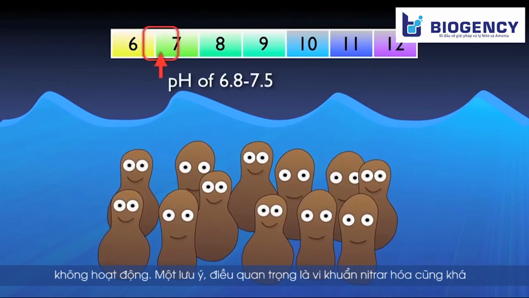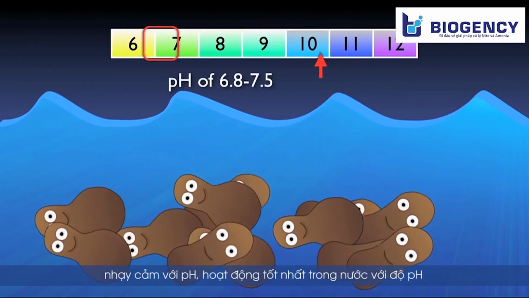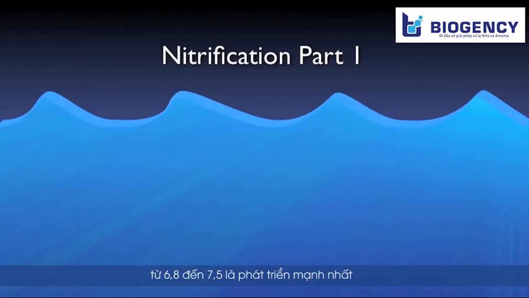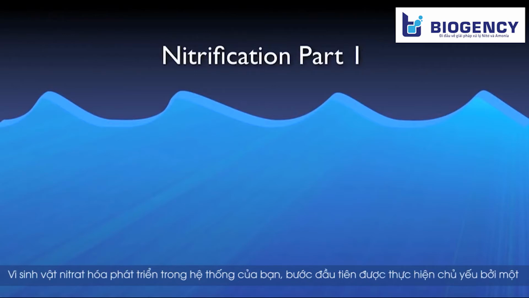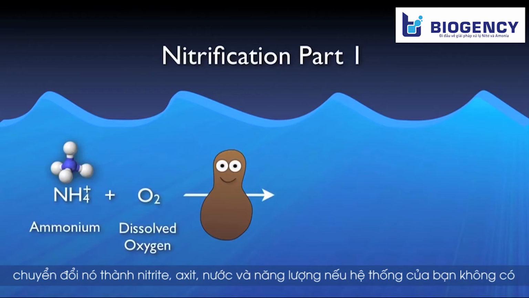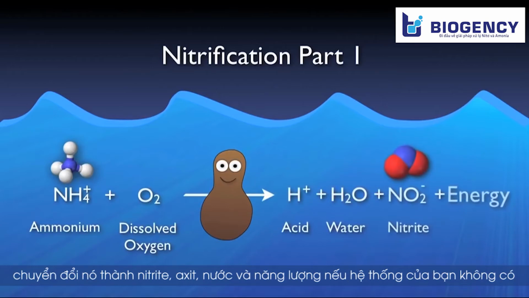As a note, it is important to remember that nitrifiers are also quite sensitive to pH, tending to function most comfortably in water with a pH between 6.8 and 7.5. Once a healthy population of nitrifiers has developed in your system, the first step, performed largely by a group of bugs known as ammonia oxidizers, will take the ammonium and DO and convert it into acid, water, nitrite, and energy.